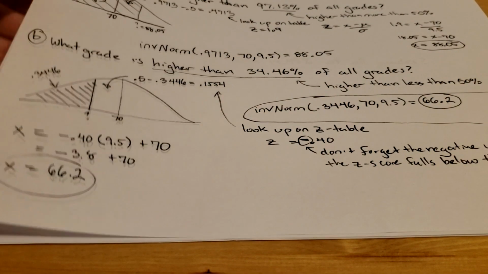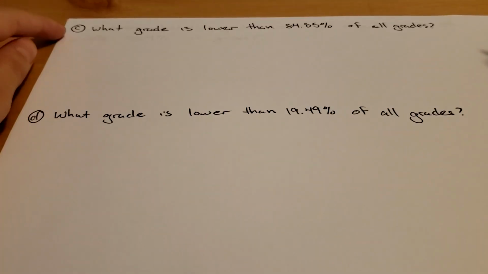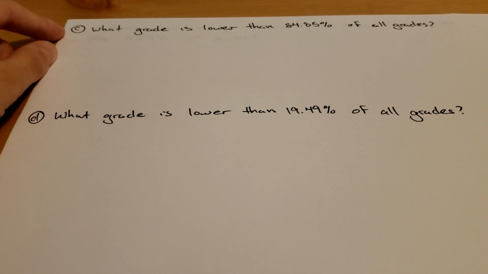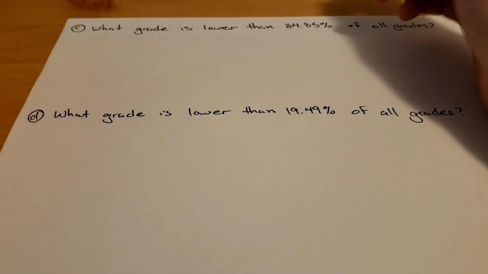So now we'll look at some other ones. Part C, what grade is lower than 84.85% of all grades? Now that they're using the word lower than, they're phrasing it differently.